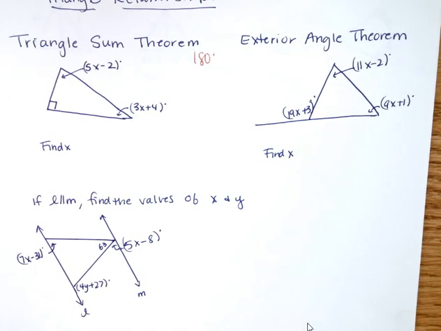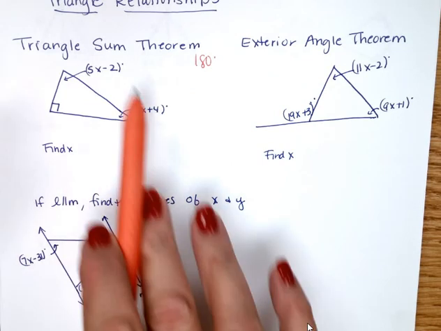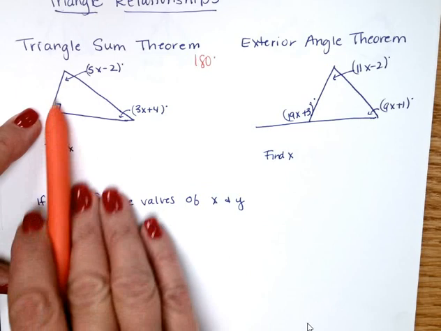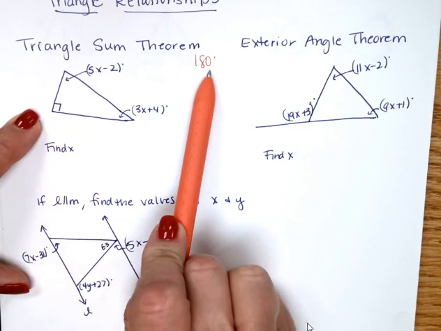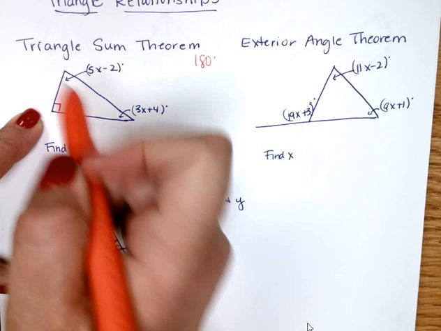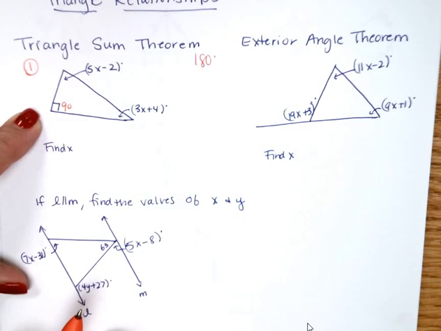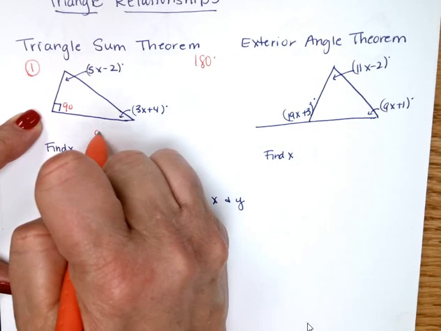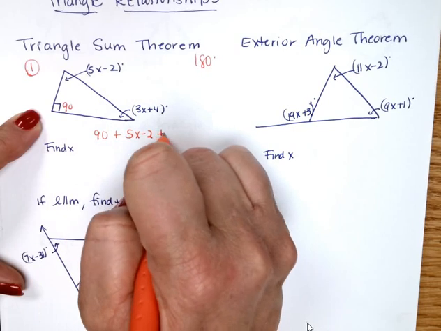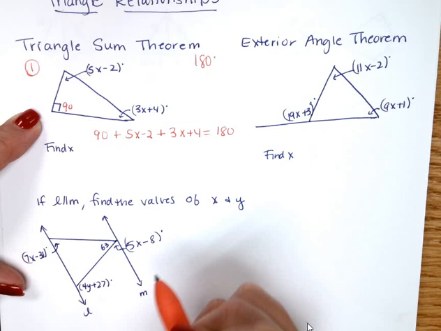So here I have some expressions, and I want to find out what x is. I know when I put these three angles together, it has to equal 180 degrees. When I have this little box here, we know that's 90 degrees. So I can say 90 plus 5x minus 2 plus 3x plus 4 equals 180. Now I just have to solve for x.